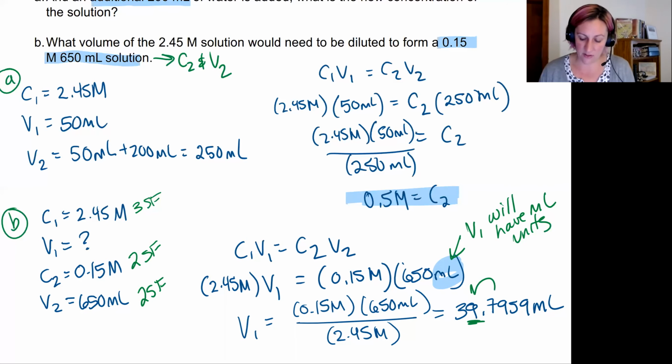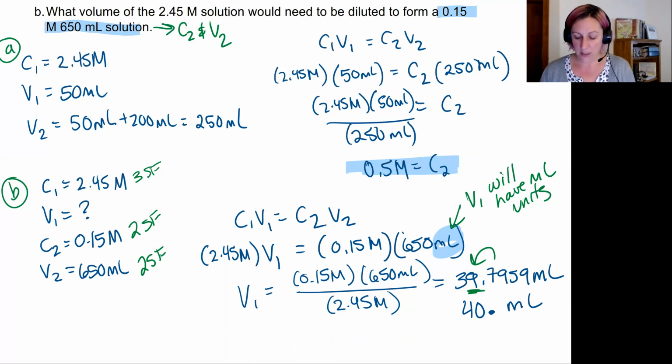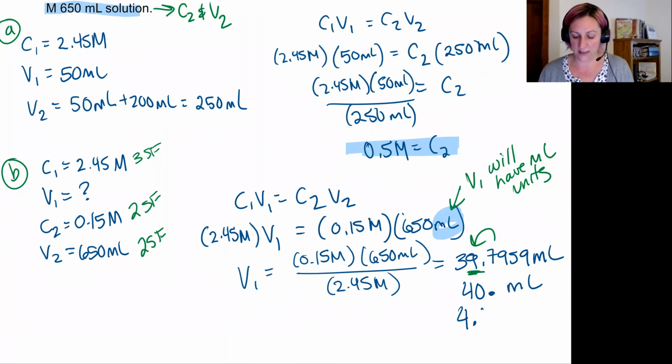Now that 7 rounds up the 9 though, so I'm going to end up with 40. milliliters. I have to show it's two significant figures, right? I have to show that 0 isn't a placeholder. So if I put a decimal after it, it shows that it's a significant figure. But I could also write this as 4.0 times 10 to the 1 milliliters and use scientific notation to show my sig figs. And that's how we would solve this one.